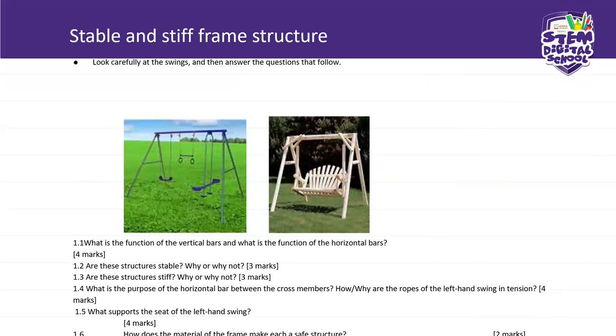Can you imagine someone sitting on the swing? And then their weight will pull the ropes. So the pulling will exert force on the ropes, and when they are pulled, they will be in tension. When a person is sitting on this swing, the ropes will be in tension. Okay? Right.